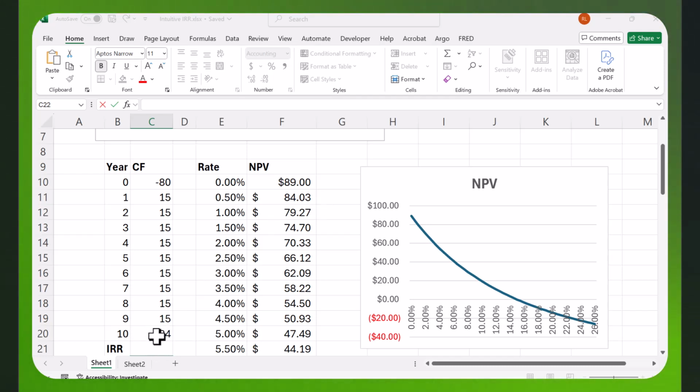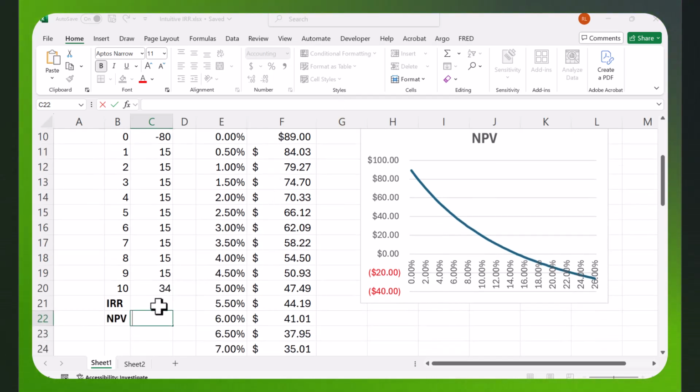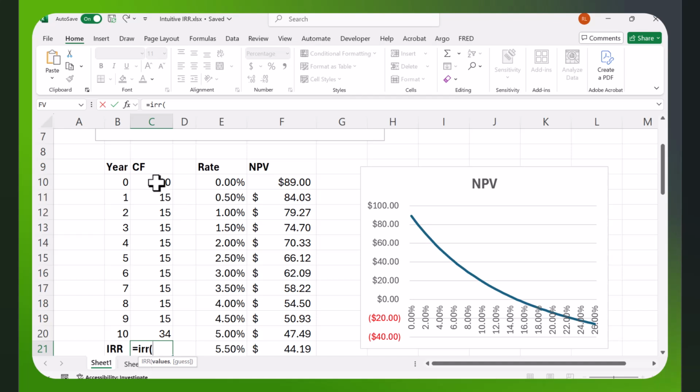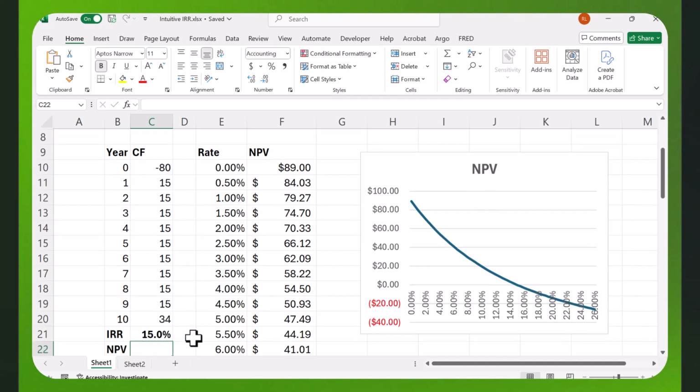And that larger cash flow in the last year could be the return of salvage value, so selling off the equipment. And if we want to calculate IRR, we can just use this function in Excel, equals IRR, and I'm just going to highlight these cells here, and I get 15%.